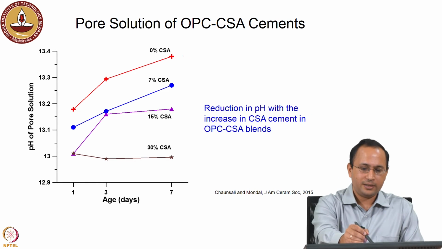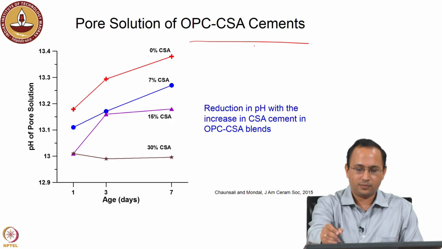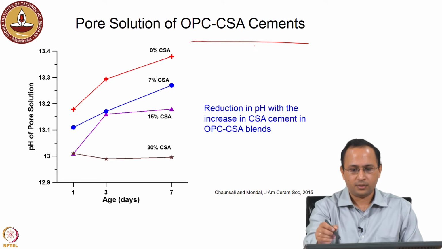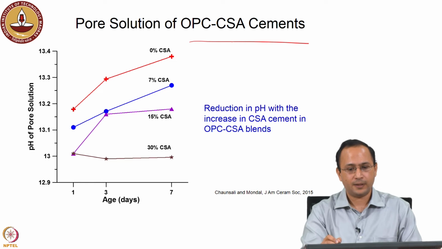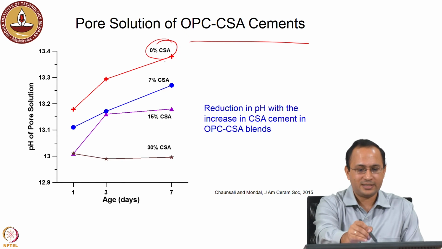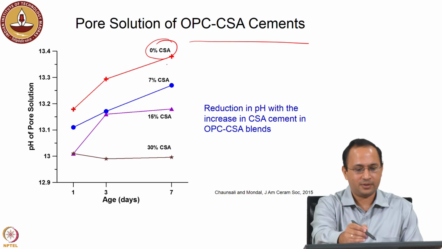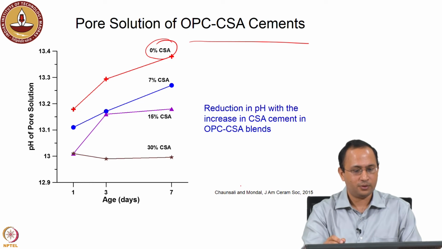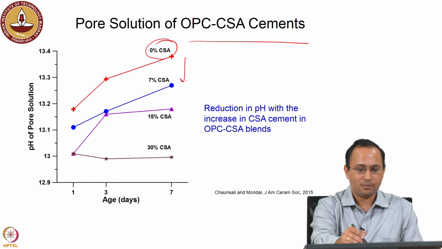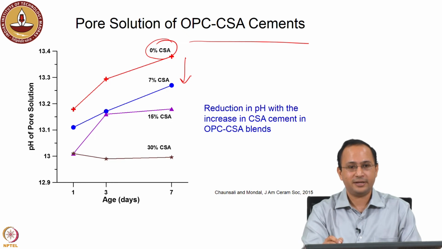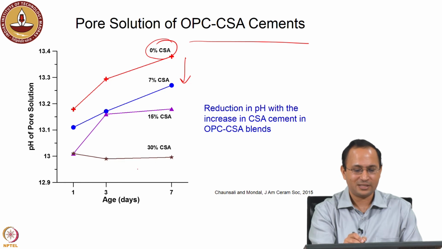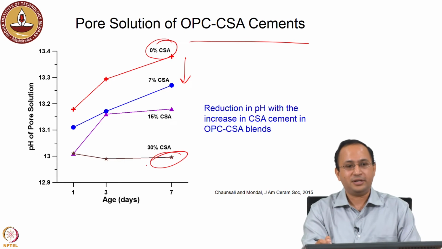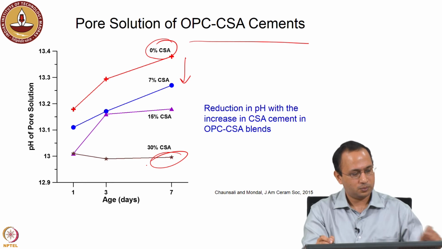This was the study done when CSA was replaced, right. So, say 0% CSA is OPC, we see the pH in the range of 13.3 to 13.4 at the end of 7 days. As you increase the amount of CSA, there is a reduction in pH, but even at 30% CSA we see around 13 pH, right. So, yes, reduction in pH with increase in CSA cement, but it is not too low.